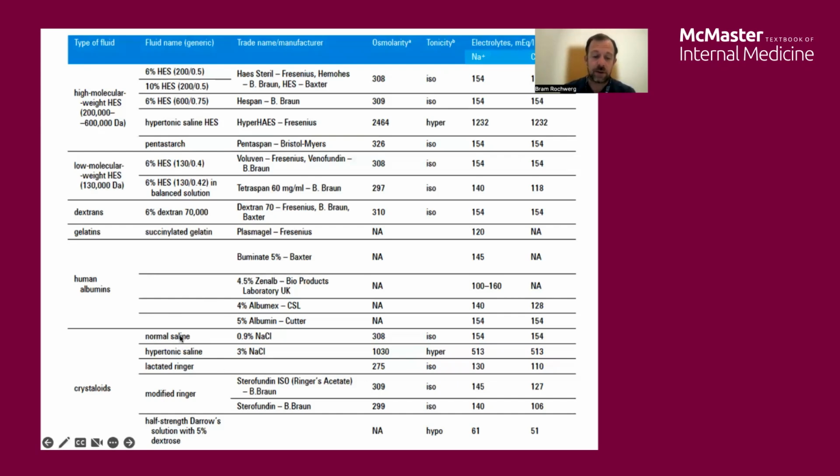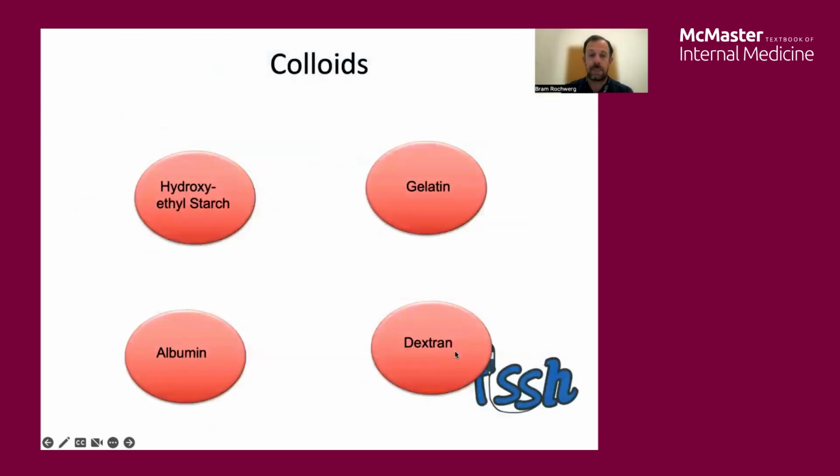When it comes to crystalloids, saline, Ringer's lactate, probably the most commonly used crystalloids. And you can see that there are subtle differences in osmolality, differences in sodium concentration, normal saline 154, lactated Ringer's 130, more closely resembling plasma, and differences in chloride concentration as well. And we'll get into this a little bit more as we go along. We'll start with colloids in the discussion and move to crystalloids next.